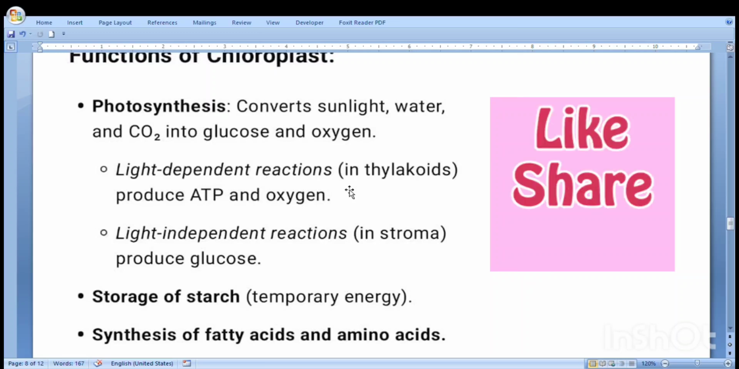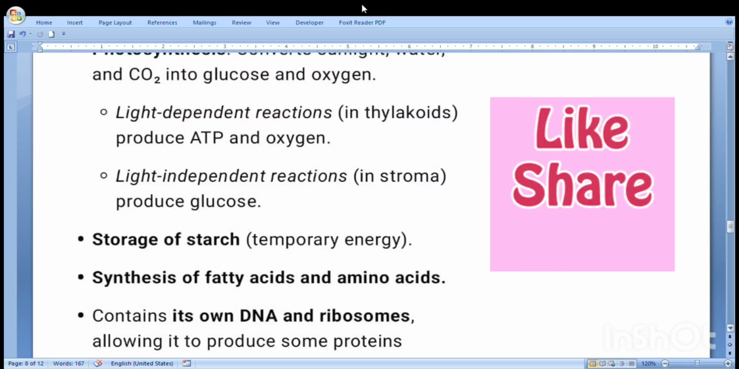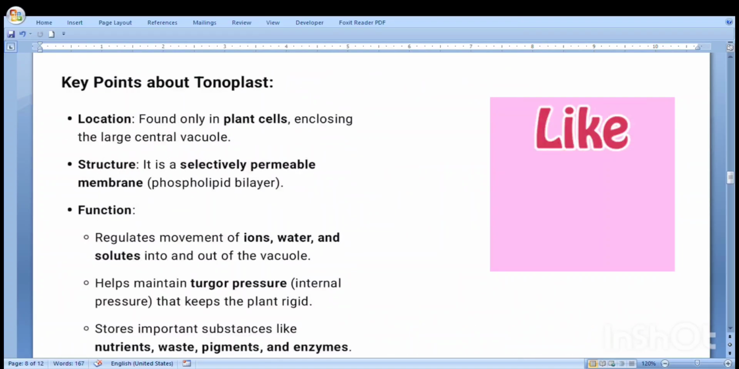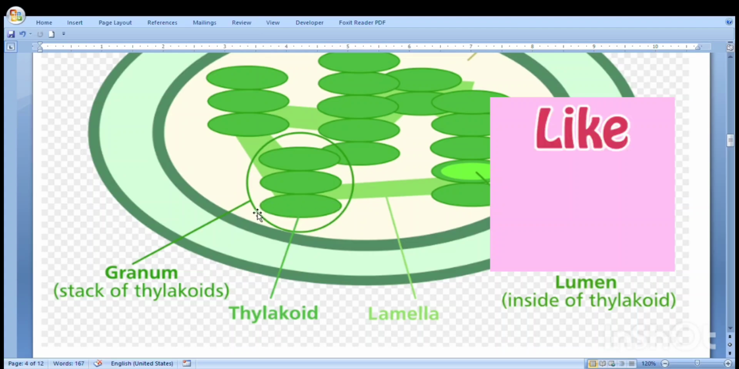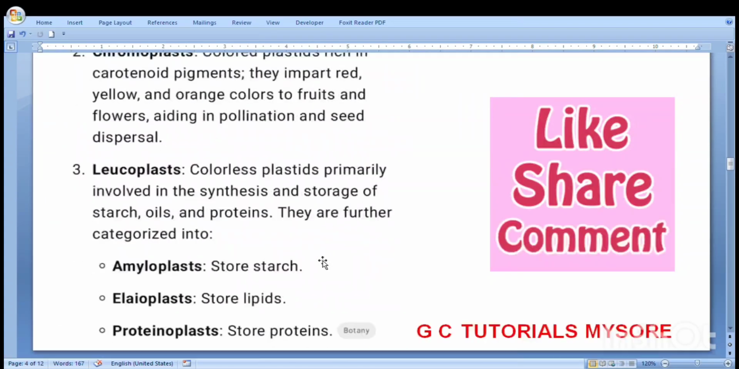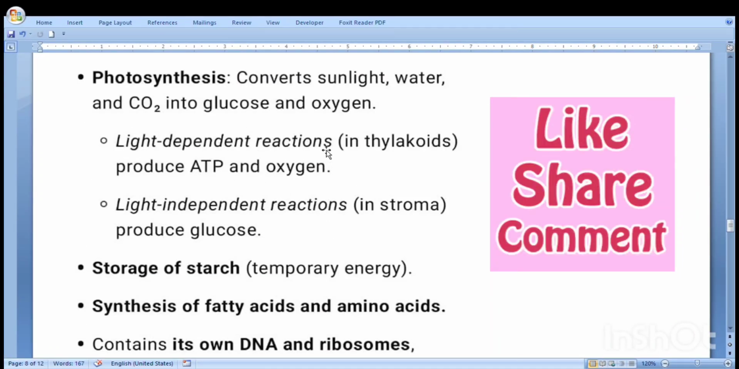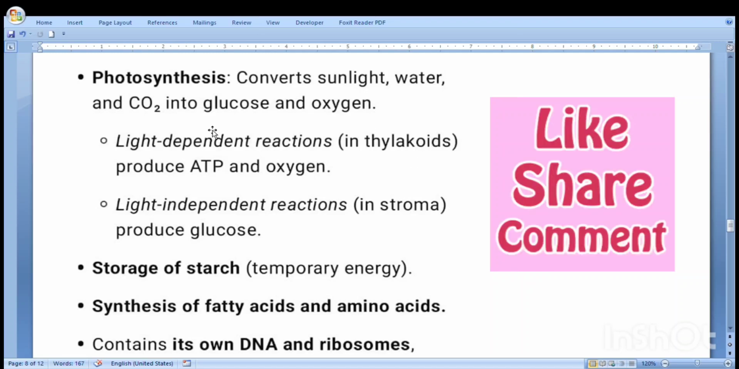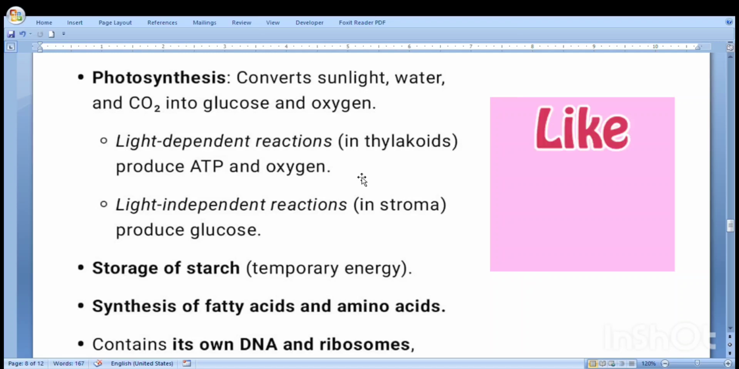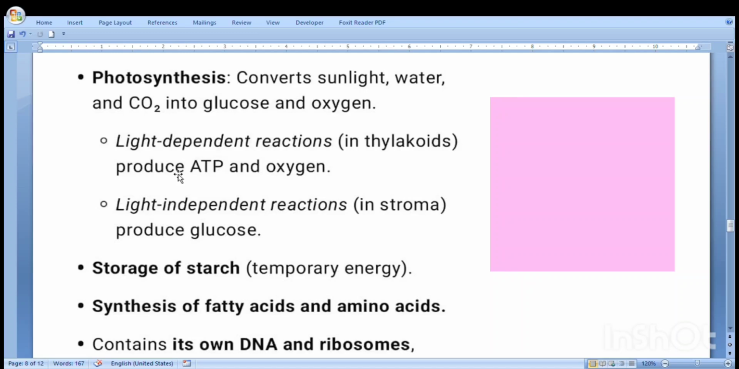Here, two types of reactions take place. Which are those? Light dependent reactions. In the thylakoid, we observe this area. This is the thylakoid area, and in this thylakoid area we observe the light dependent reaction. In this reaction, it produces ATP and oxygen. Got it?